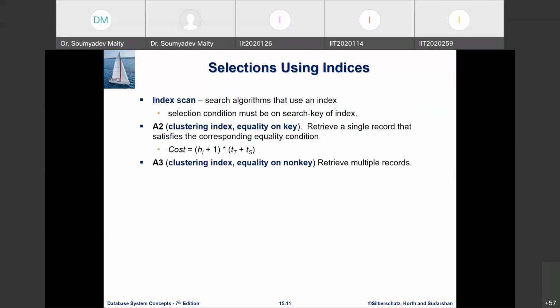So the first algorithm, A2, says that we have a primary index, which is sometimes also called a clustering index, and we have to check the selection condition on a key attribute. And A3, you can see, is the same thing: there is a primary index and we have to check the condition on a non-key attribute. In both cases, the conditions are equality checking. So let us analyze how we can do this.